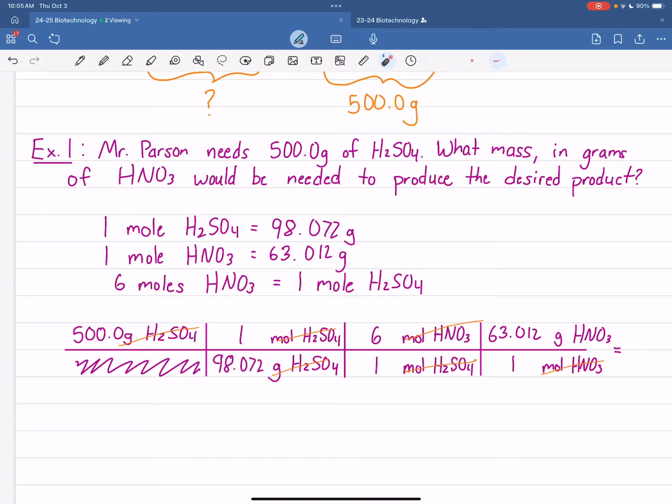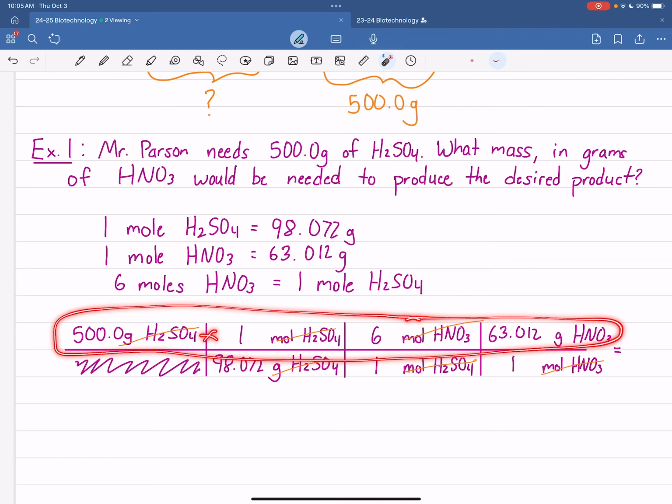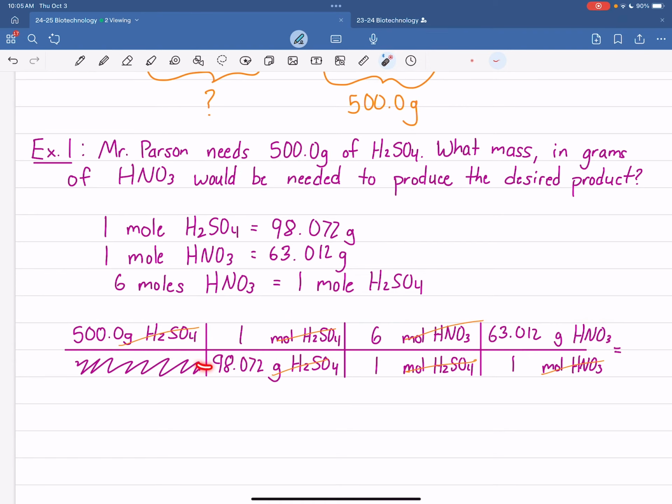The idea here, remember, is we can produce 500 grams of H2SO4 if we actually start our reaction with the right amount of our reactant. So I'll go ahead and put this into my calculator. Remember, we multiply everything straight across, so all of these get multiplied. And then anything down below, I'm going to be doing division. After I put all of this into my calculator, I got this as an answer.